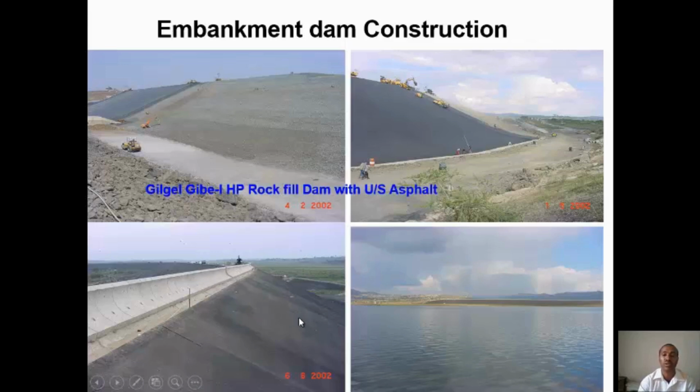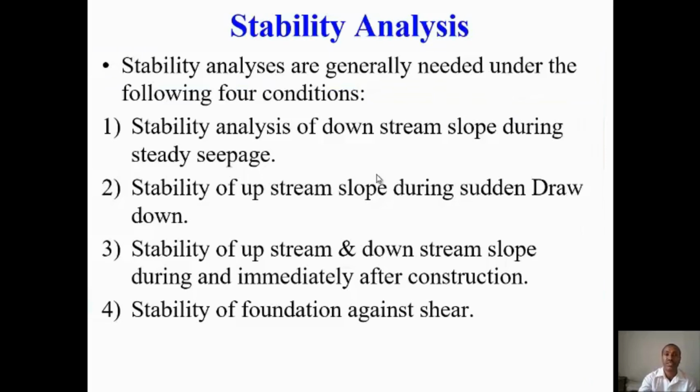So this is the upstream wall. So this is the reservoir. I think construction goes from upstream to downstream, and you compact for bonding. That's why the asphalt is used in the embankment dam, so that wave action will be minimized.